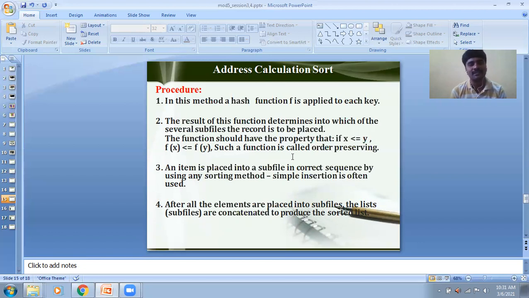An item is placed into a subfile in the correct sequence by using any sorting method. Simple insertion is often used. After all the elements are placed into subfiles, the lists are concatenated to produce the sorted list.